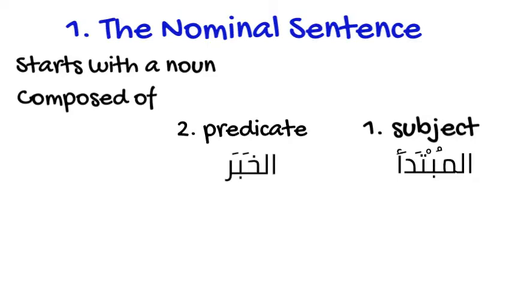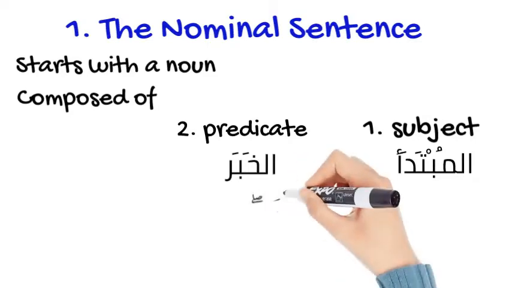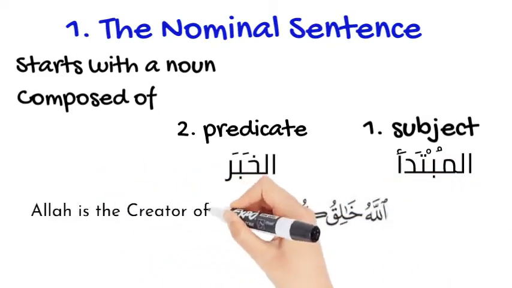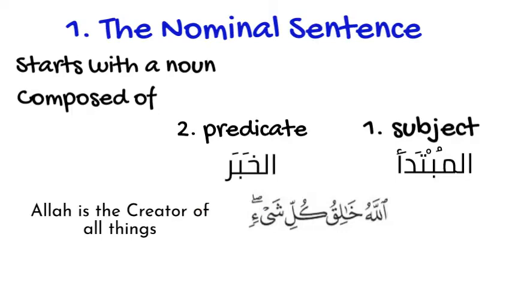So let's take an example, the same example that we talked about in the last slide. Allahu khaliqu kulli shay'. So Allah, Lafz al-Jalala, is al-mubtada, it's the subject. And khaliq is al-khabar, or the predicate. So what it means is Allah is the creator of all things.